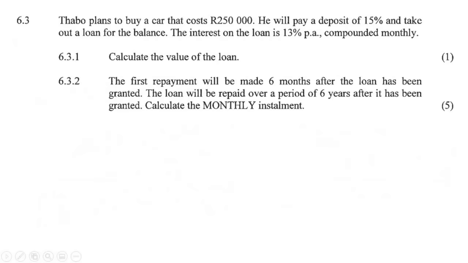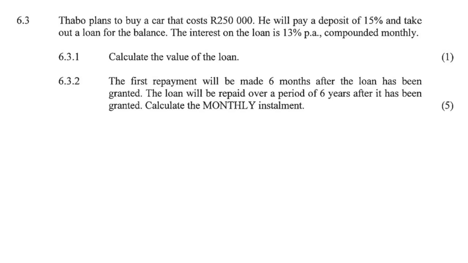Tabo plans to buy a car that'll cost 250,000. He will pay a deposit of 15% and take out a loan for the balance. The interest on the loan is that. Calculate the value of the loan. Okay, so that's an easy question, hence it's only one mark.